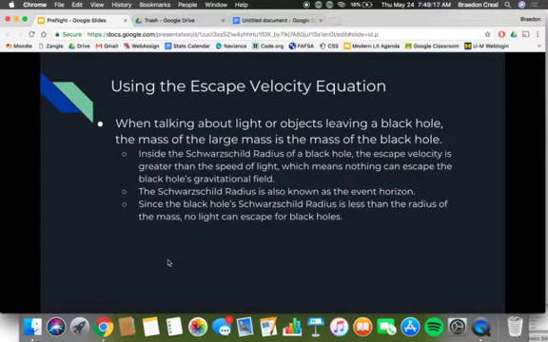When talking about light or objects leaving a black hole, the mass of the large mass is the mass of the black hole. Inside the Schwarzschild radius of a black hole, the escape velocity is greater than the speed of light, which means nothing can escape the black hole's gravitational field. The Schwarzschild radius is also known as the event horizon. Since the black hole's Schwarzschild radius is less than the radius of the mass, no light can escape for black holes.